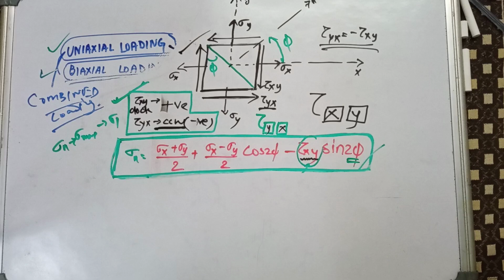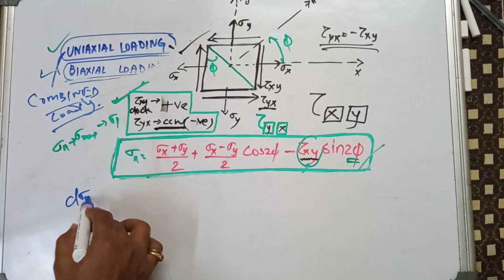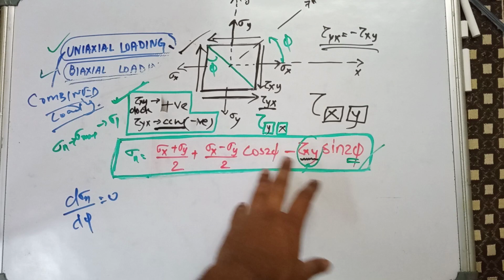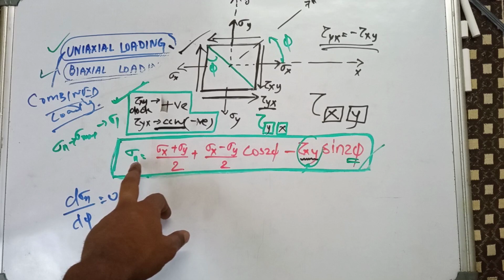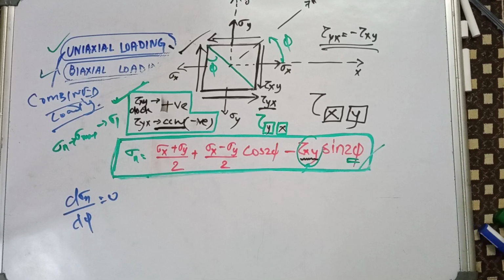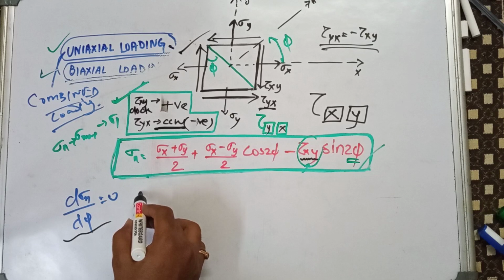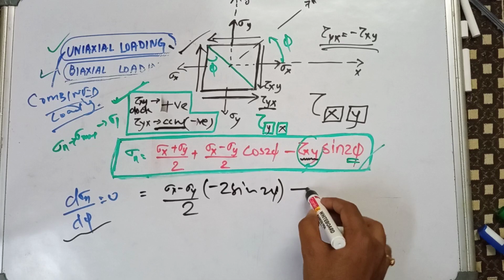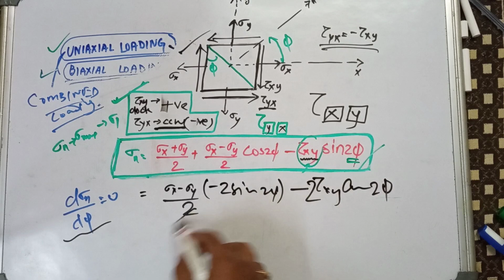Now, the only thing you need to do is d sigma n upon d phi equals 0. We will use the concept of maxima and minima. The normal stresses sigma x and sigma y will be constant. Depending upon the values of phi, for the same sigma x and tau xy, at different planes the normal stress is different. Where the normal stress is maximum, for that you just do this. This derivative is 0, so sigma x minus sigma y upon 2 cos 2 phi, differentiation is minus 2 sin 2 phi, minus tau xy sin 2 phi, differentiation is cos 2 phi, the 2 will be multiplied, 2 goes off, so this will be equated to 0.